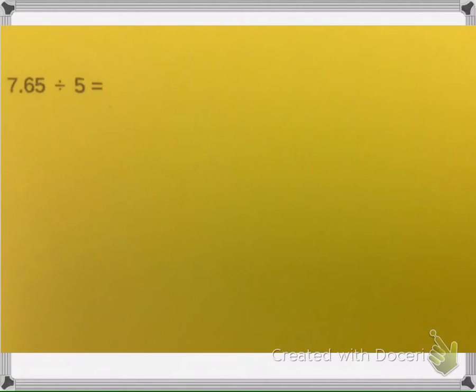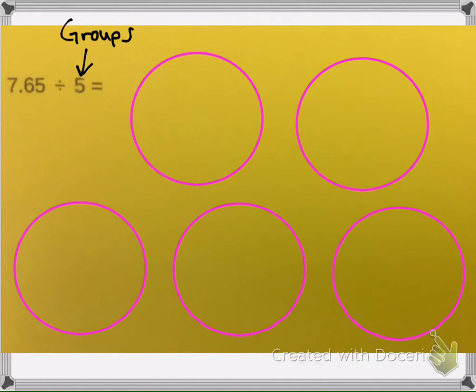Alright, the next one, I'm going to go a little bit faster since we have already explained the other two kind of in detail. And this one should be following the same steps over and over. So again, the very first thing I'm going to notice is how many groups I need to make. I need to make 5 equal groups. So 1, 2, 3, 4, 5.